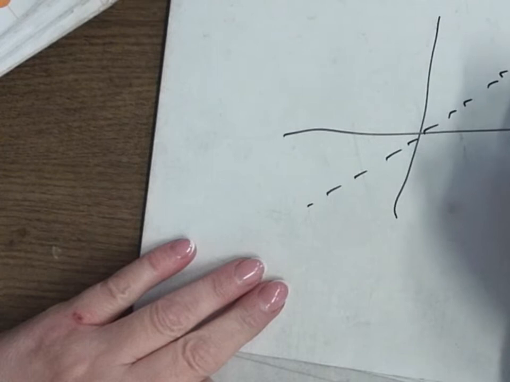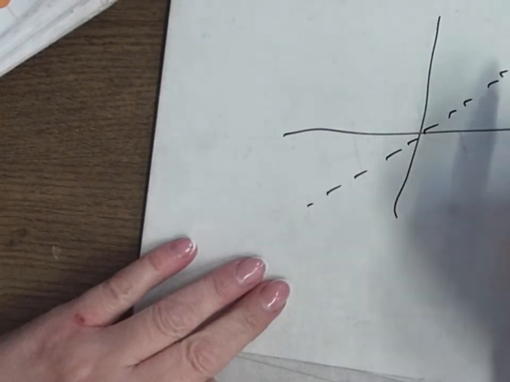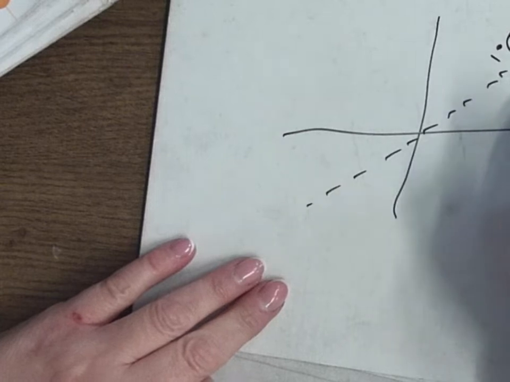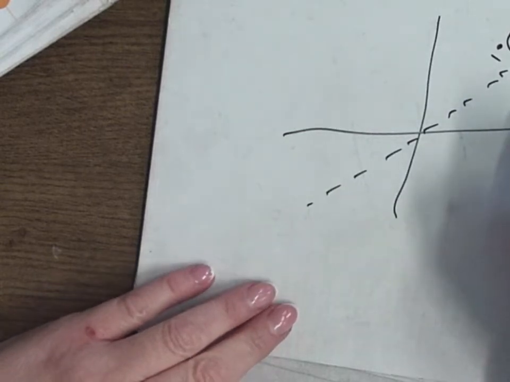And what happens is, if you reflect the likes of 3, 4, which would be up here, in the line y equals x, it goes backwards. So it becomes 4, 3.